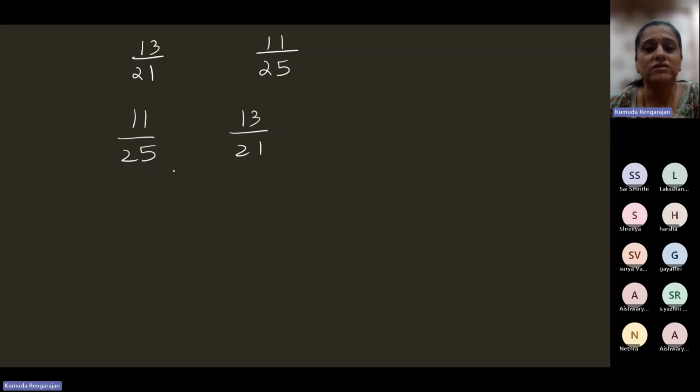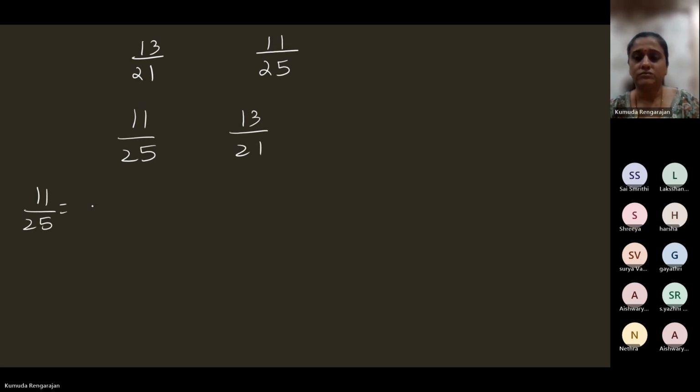Now, when you divide, all of you use the calculator. I'll give you some assignment wherein you can divide and find the decimal expansion of a few rational numbers. For now, you can just use a calculator. Tell me the value of 11 by 25.